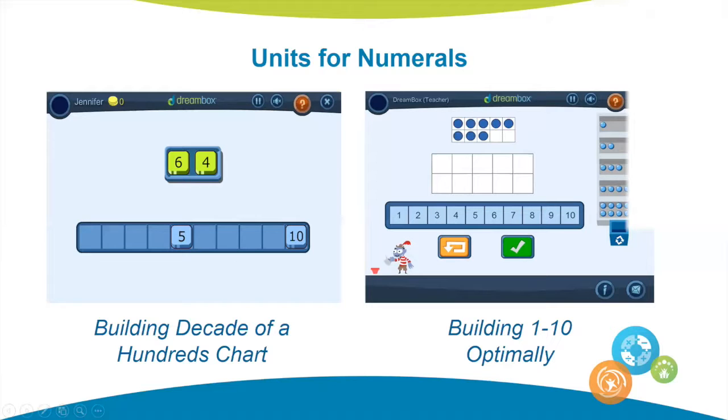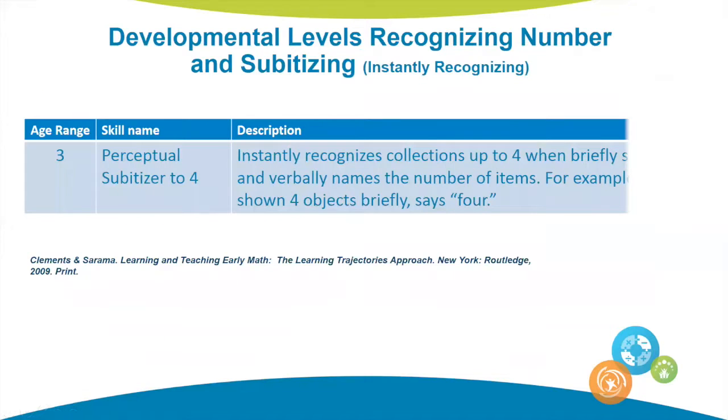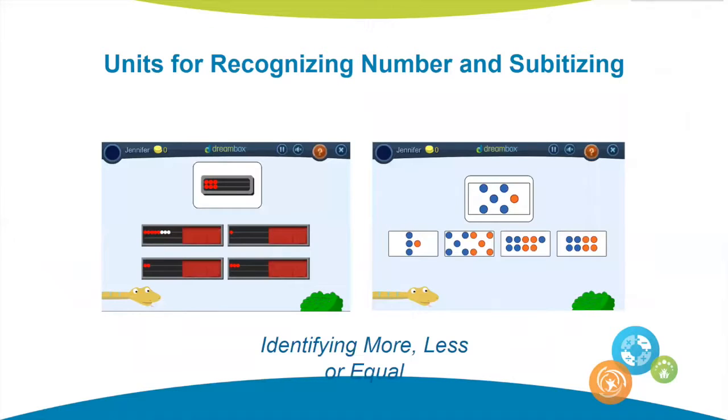All right, so last couple things. One of the things that we really work on is Subitizing, so instantly recognizing collections of objects. At age 3, we expect them to be able to instantly recognize collections of objects with 4 or less when it's briefly flashed or briefly shown. It does get more complicated as they're working through that pre-K and kindergarten content. So here's a couple examples.